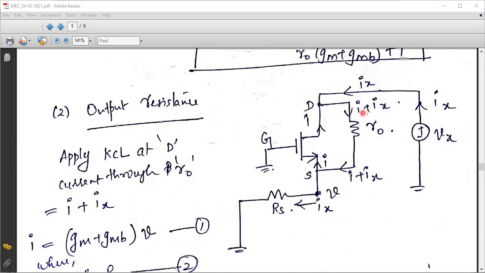Again, I will explain. I plus Ix is flowing through R0 and it is entering the source. Already I have considered I as the transistor current that will be moving upwards. So what is the remaining current? From I plus Ix, I will subtract I. So the remaining current Ix will now be flowing through Rs towards the ground. So from the test voltage, Ix is entering the drain, and after that, Ix is leaving the transistor and moving towards the ground.